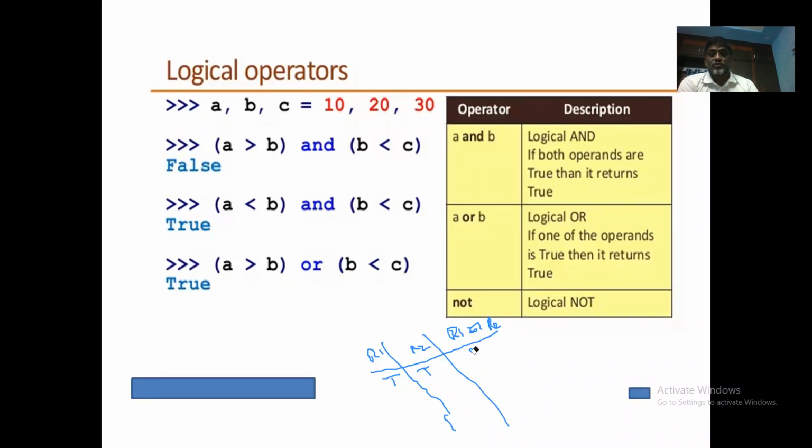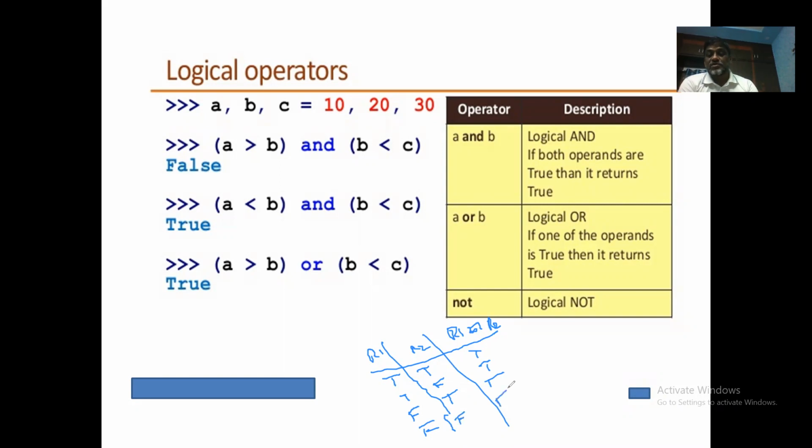This is going to be true. If at least one of the relational expressions is true, then it also returns true. So true or false is true. False or true is also going to be true. And if both the expressions are false, then the result is going to be false.